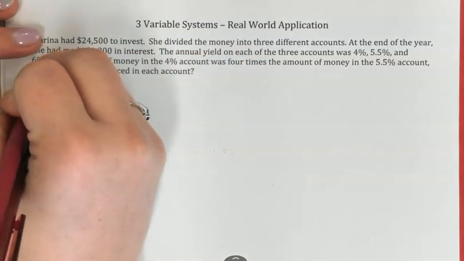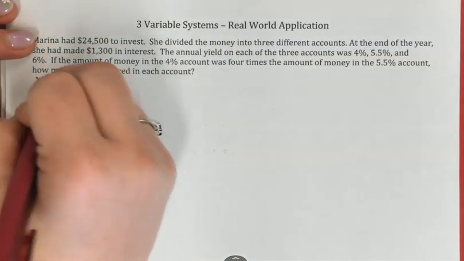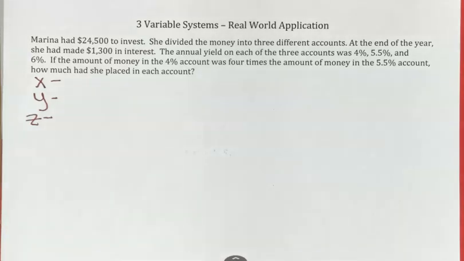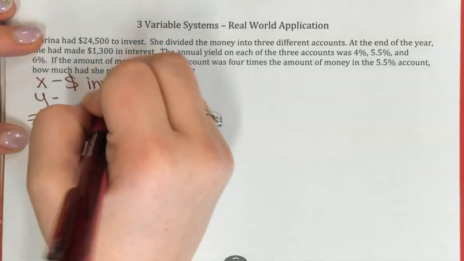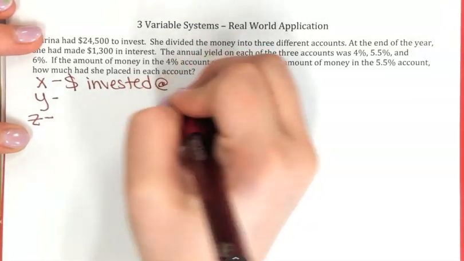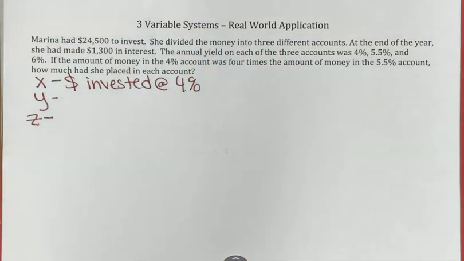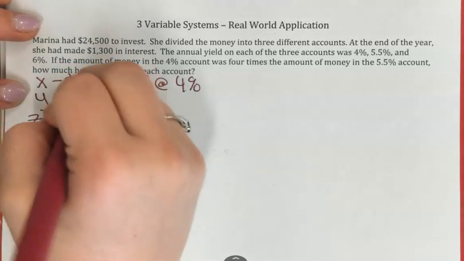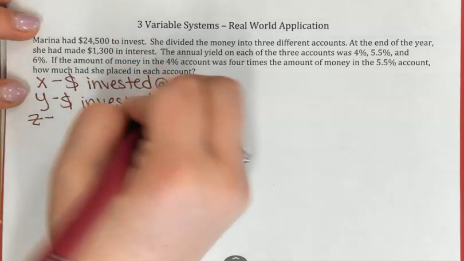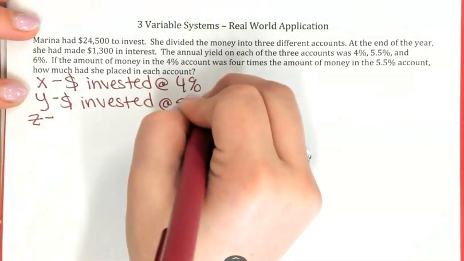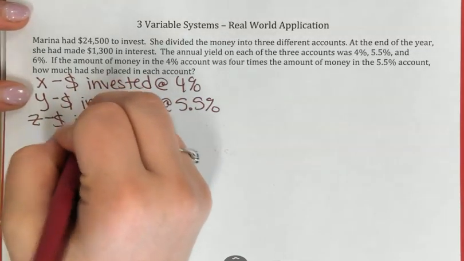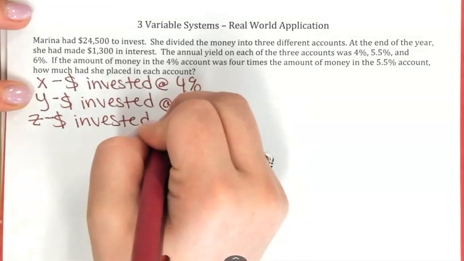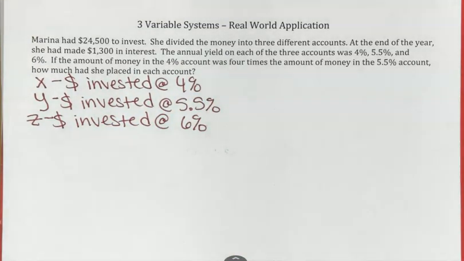So the first thing I'm going to do is define my three variables. I'm going to use X, Y, and Z. You can use any three letters you'd like. So I'm going to let X be the amount of money that she invested in the account that had 4% interest, okay? That's how we're going to differentiate between each of these accounts, the amount of interest. Then I'm going to let Y be the amount she invested at 5.5% interest. And lastly, Z will be the amount of money she invested at 6% interest. So that's what my three variables mean.